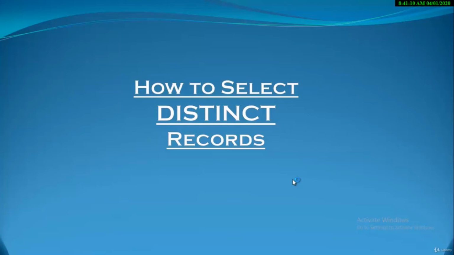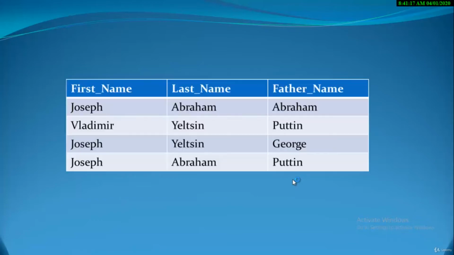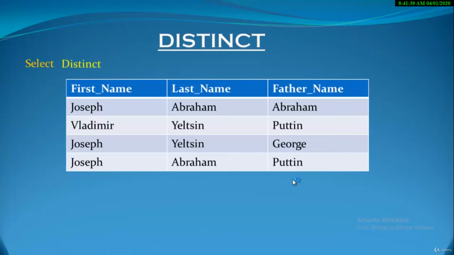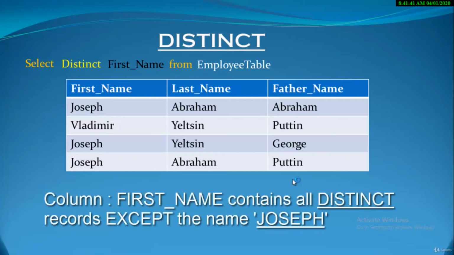Dear students, in this lecture we will learn how to fetch the distinct records from SQL Server database. To fetch the distinct records, we have to use the keyword distinct. Here is the syntax of the distinct command. You can see we have put the keyword distinct right before the name of the column.